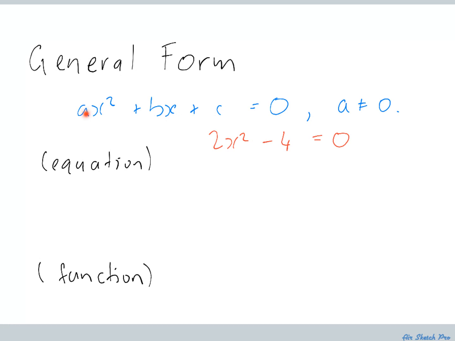A is 2. C is negative 4. What's B? 0. I only said A can't be 0. So 2x squared minus 4 is a quadratic. It's just that the middle term is missing because B equals 0. There's never any need to do this, but I could write it as 2x squared plus 0x minus 4. Any questions?